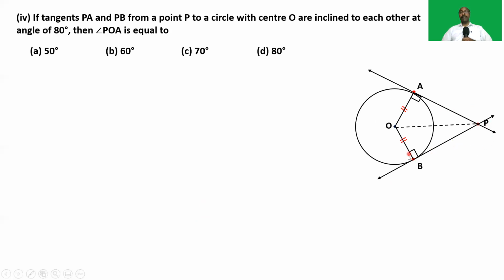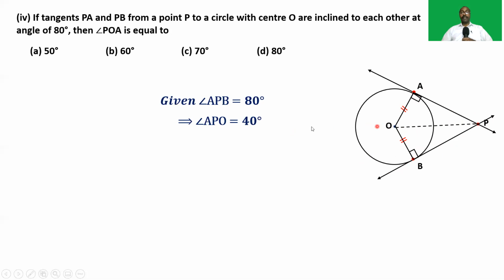Tangents PA and PB are the tangents drawn from P to the circle with center O. And it is given that angle APB is equal to 80 degrees. Okay. And we have seen that OP is the bisector of angle APB. That is angle OPA is equal to angle OPB is equal to 40 degrees. So angle APO is equal to 40 degrees.